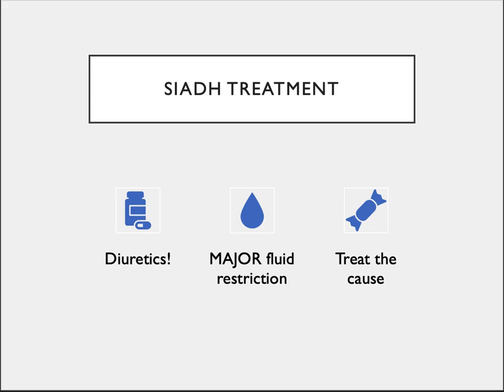So how do we treat SIADH? Well, we give them diuretics, because we've got to get that fluid off. The other thing that we do is put them on a major fluid restriction. And when I say major, I mean major. This fluid restriction is going to be sometimes 300 to 500 mLs a day. And so that's just a little over 1 cup, one actual measuring cup.